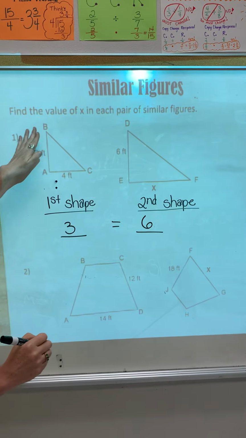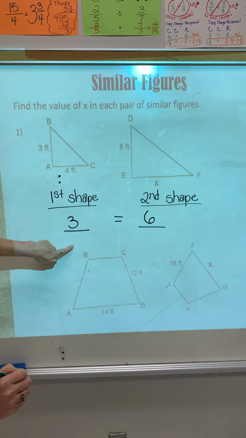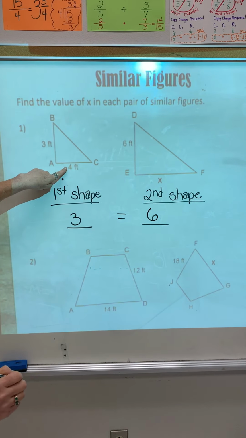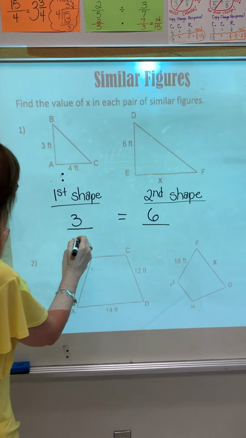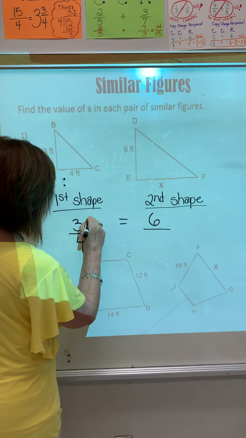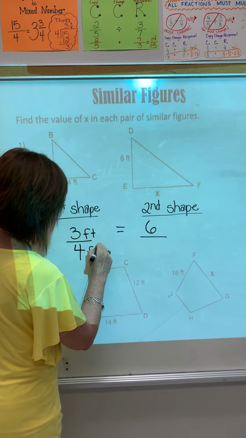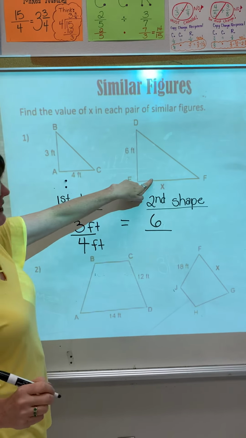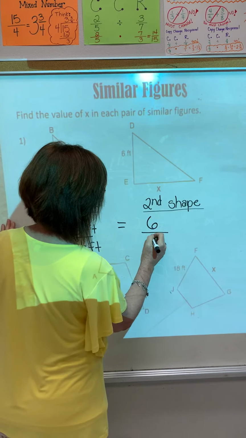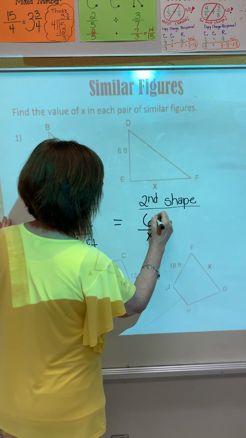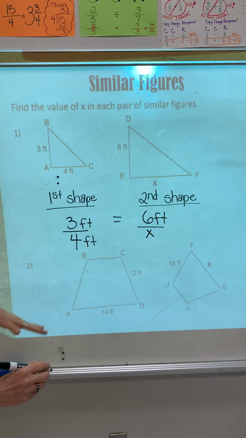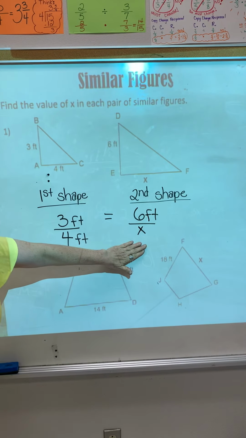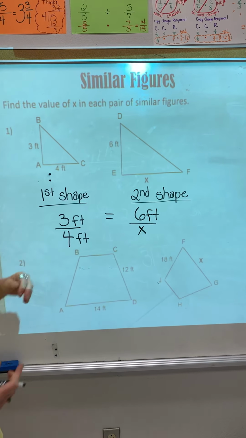So I'm going to put all my information again for the first shape in this column. I see that this side has a length of 4 feet. And it's always good to include the units, whatever you're doing. And over here, I see that the same corresponding side has a length of x. That's the one I'm solving for. Now, I have a proportion written down because these two are going to be proportional in size.